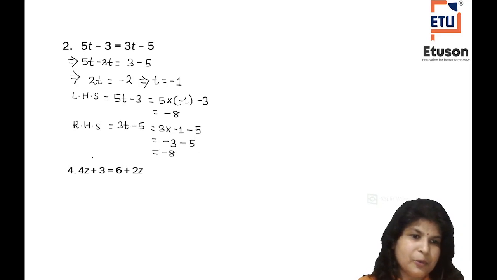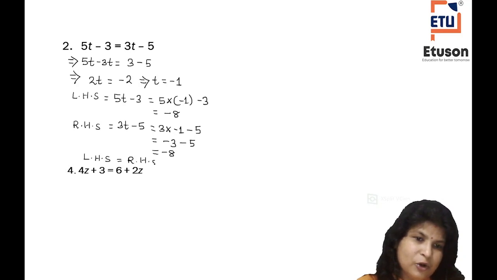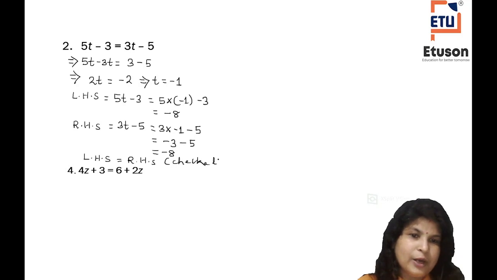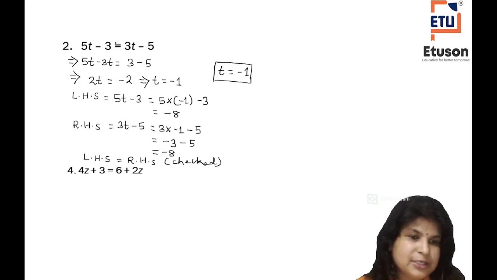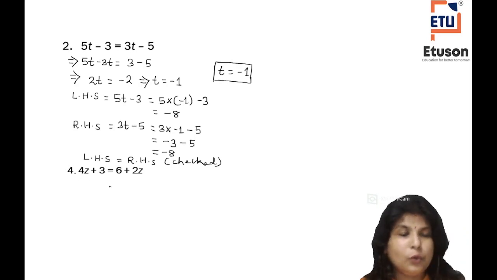So what you have got is that the left hand side of the equation is equal to the right hand side of the equation. Correct. So whatever value you have got, that is t is equal to minus 1, is the solution value for this particular equation. Correct, children? So your question number 2 is over.